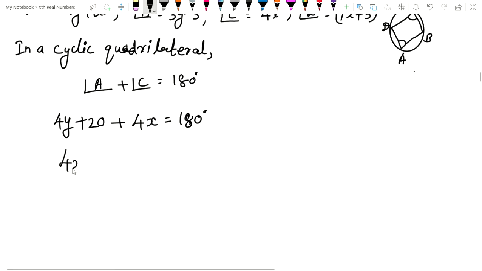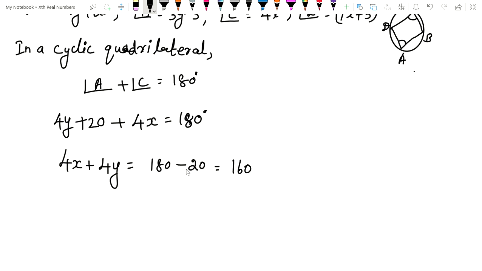So 4x plus 4y equal to 180 minus 20 degree. The plus 20 will change to minus 20. So when we subtract this, what you will get, children? 160. Okay. See, 4x plus 4y equal to 160. Now I am going to divide by 4. So when I divide this, what I will get? x plus y equal to 160 by 4. 4 fours are 16. 0 you write as it is. This is equation 1.